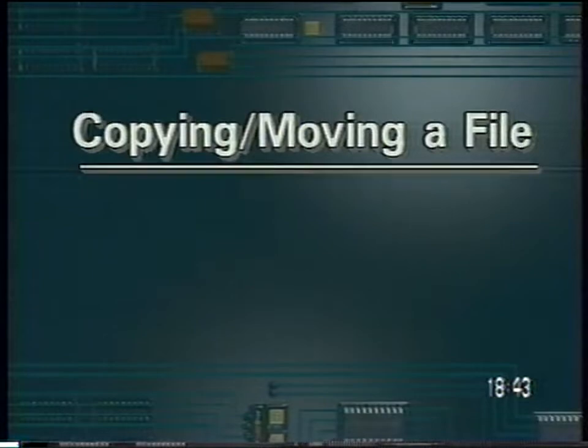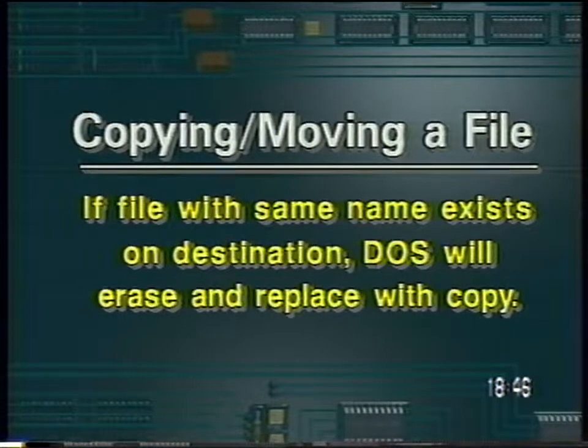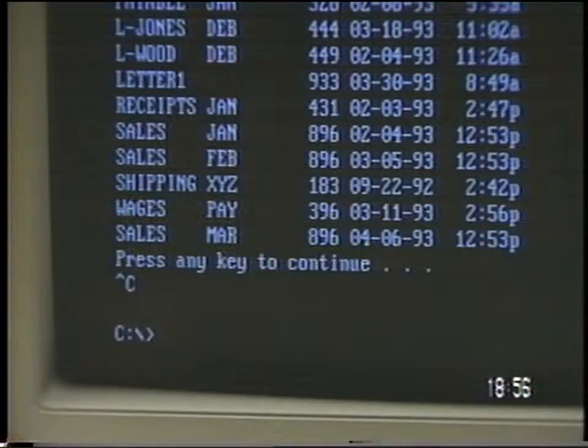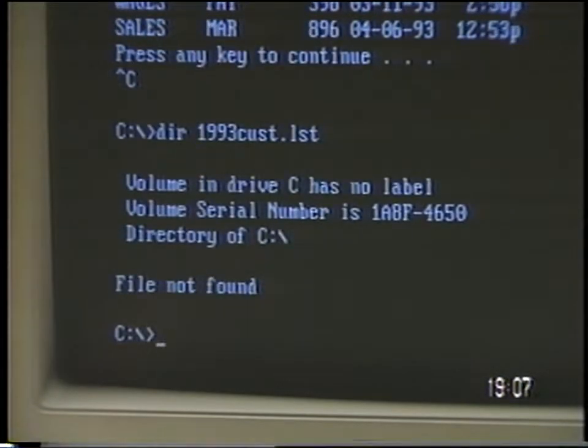Before we begin, we need to check and make sure there isn't already a file with this name on our hard drive. When moving or copying a file, if a file with the same file name already exists on the destination disk, DOS will automatically erase the existing file and replace it with the moved or copied file. To check the directory of the hard disk for a file with this name, we type dir space 1993 cust.lst and press Enter. We get the message, File Not Found, which tells us there is no existing file with this name on the root directory of drive C. We can proceed with our move.